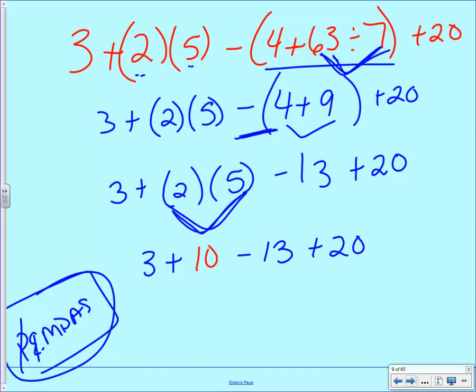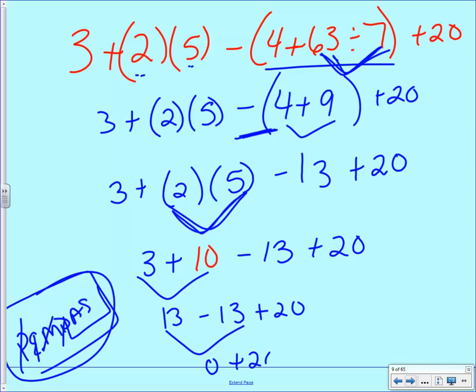And now I'm at just an add-subtract stage, right? And remember, the add and subtract are equals, so you don't do one over the other, you just do it as you move from left to right. So I'm going to start here, and I'm going to add 3 plus 10 is 13. I'm going to bring down everything else. I'm still at this add-subtract stage, so I'm going to subtract 13 minus 13, and I get 0. I'm going to add 20, and I find a final answer of 20.